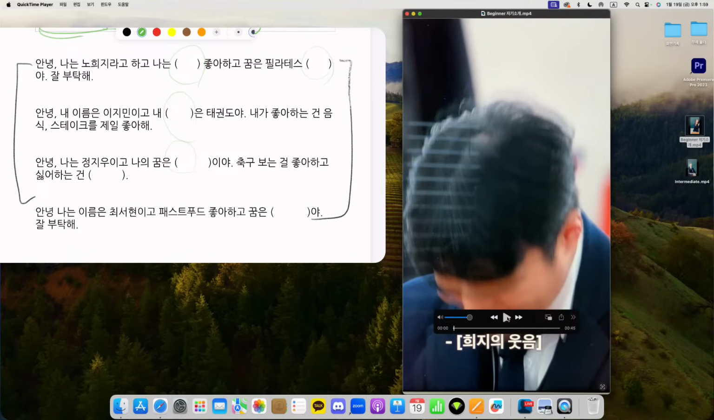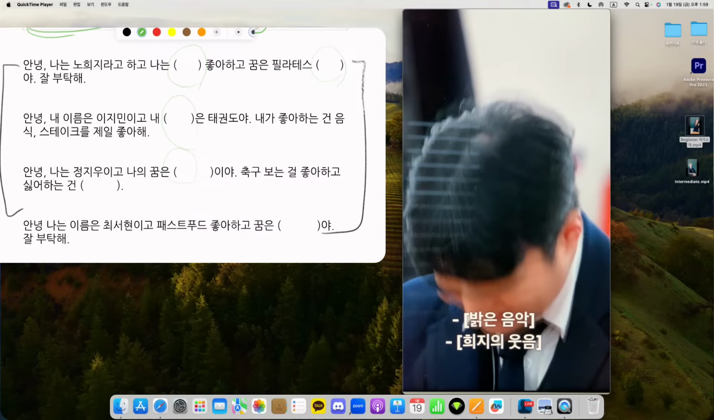한번 들어볼게요, 여러분. 일단은 Let's hear from 희지 first.